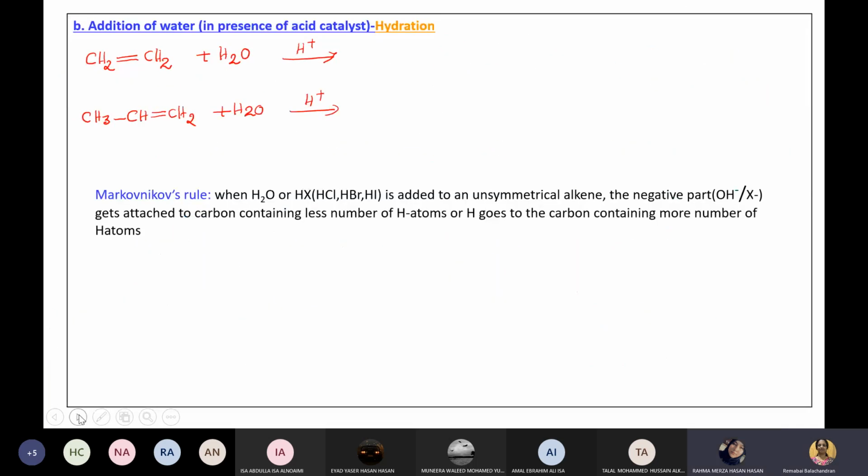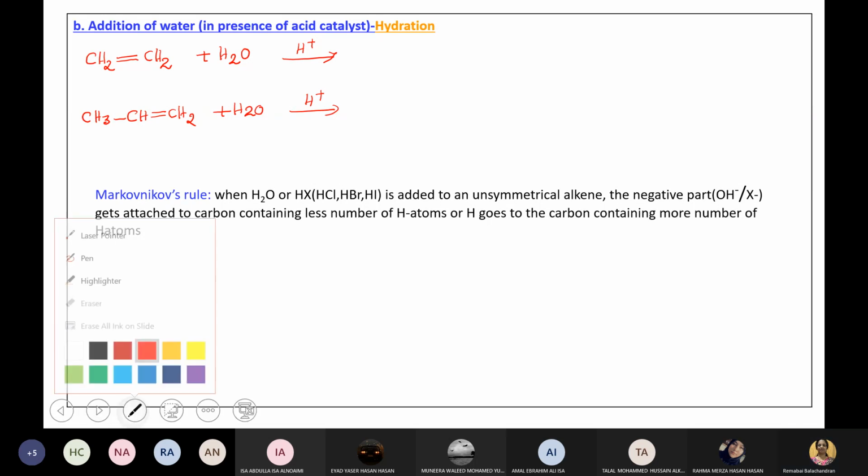Okay. Now next is addition of H2O, in presence of an acid catalyst. This process is called hydration. Addition of H2O is called hydration. And this is taking place in presence of an acid catalyst, say a small amount of sulfuric acid will be added. So H2O means you can split as H and OH, right?